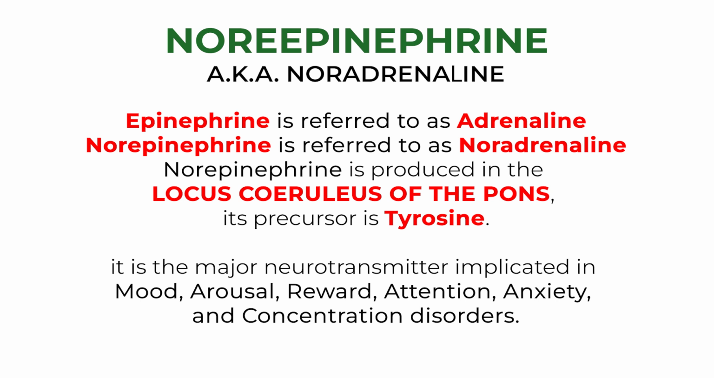So let's go further. For norepinephrine, in the exam, this is also very high yield. It is produced in the locus coeruleus of the pons. In the locus coeruleus, that is very important for norepinephrine. And the precursor for norepinephrine is thyroxine. Thyroxine is the precursor for norepinephrine. So what are the functions of this norepinephrine? Basically, it is implicated in mood, arousal, reward, attention, anxiety, and any form of concentration disorder.